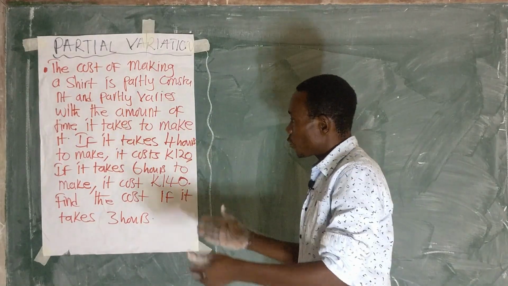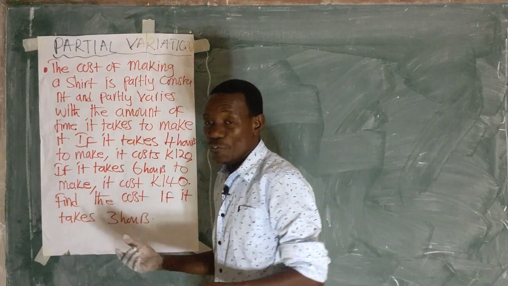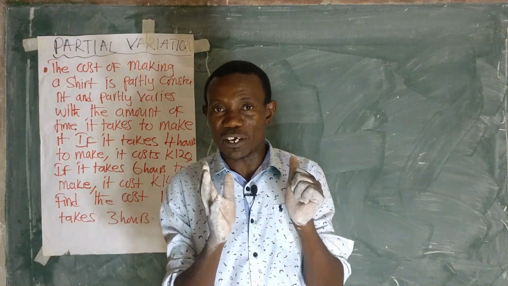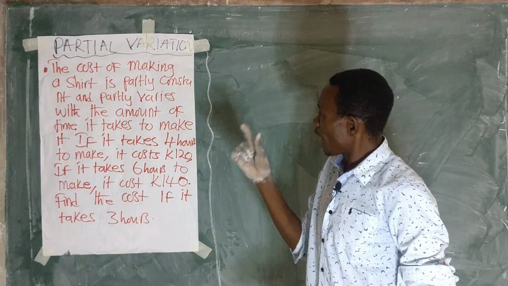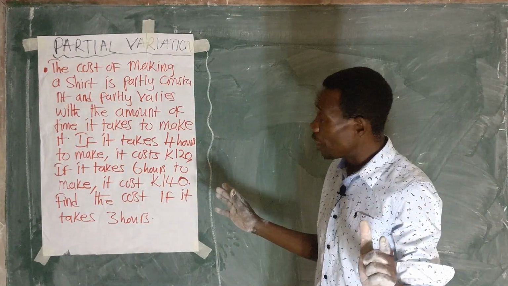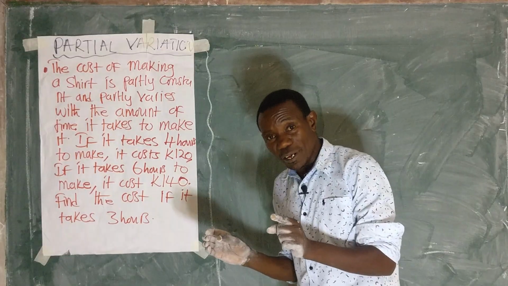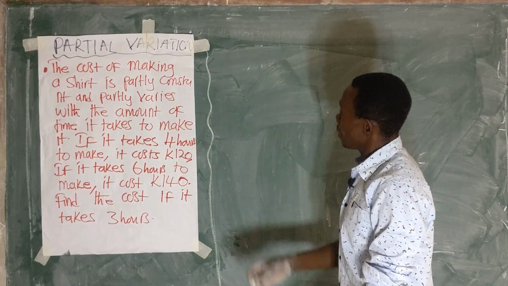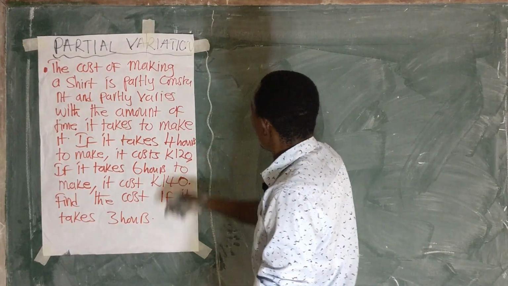When I come to that shop, first of all I pay a certain amount of money, which is just a constant for every customer who comes there. But the other one to be added on that is the amount of money that depends on the amount of time. You take more time, you pay more. It takes little time, you pay less. Right, so let's try to analyze this one as we've been doing in the other types of variation.